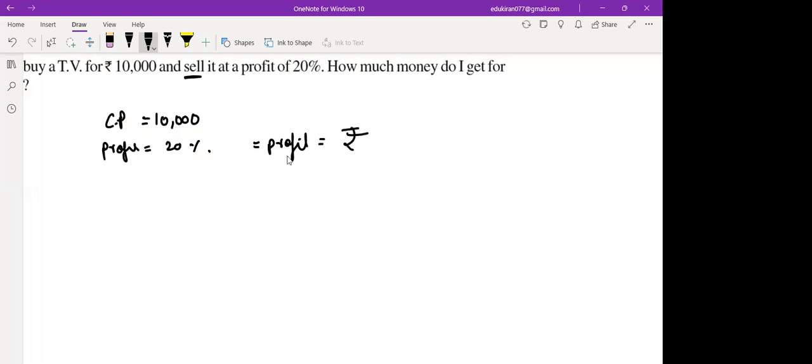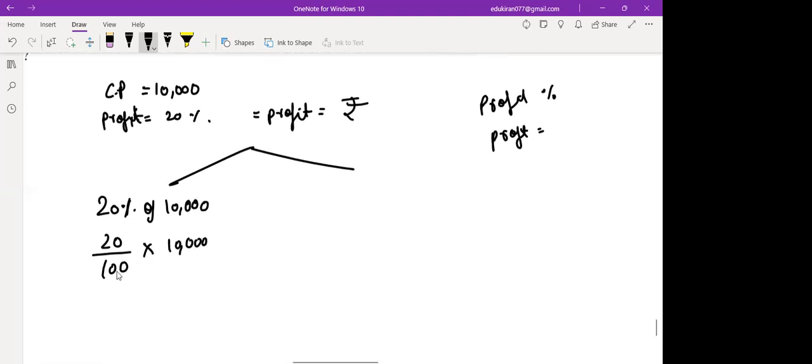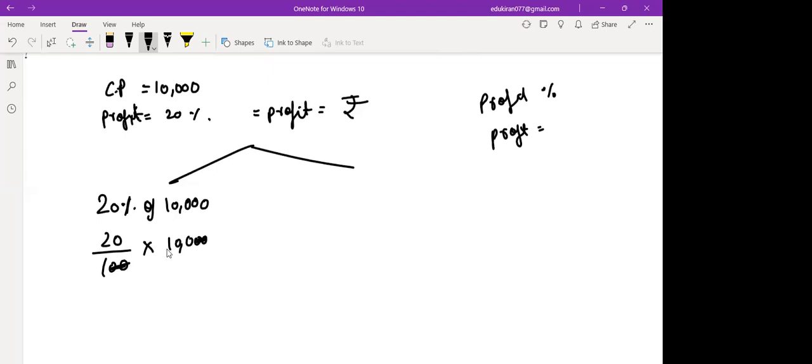So I will be doing both the methods to find the profit. This is not profit percentage. This is profit. Profit percentage is different, and profit is different. Okay, so profit percentage is given to you. You have to find the profit. Two methods you can use to find profit. First, you can do 20% of 10,000. 20 percentage means 20 divided by 100 multiplied by 10,000, right? So these two zeros and these two zeros get cancelled. That means this 2000 rupees profit he made.